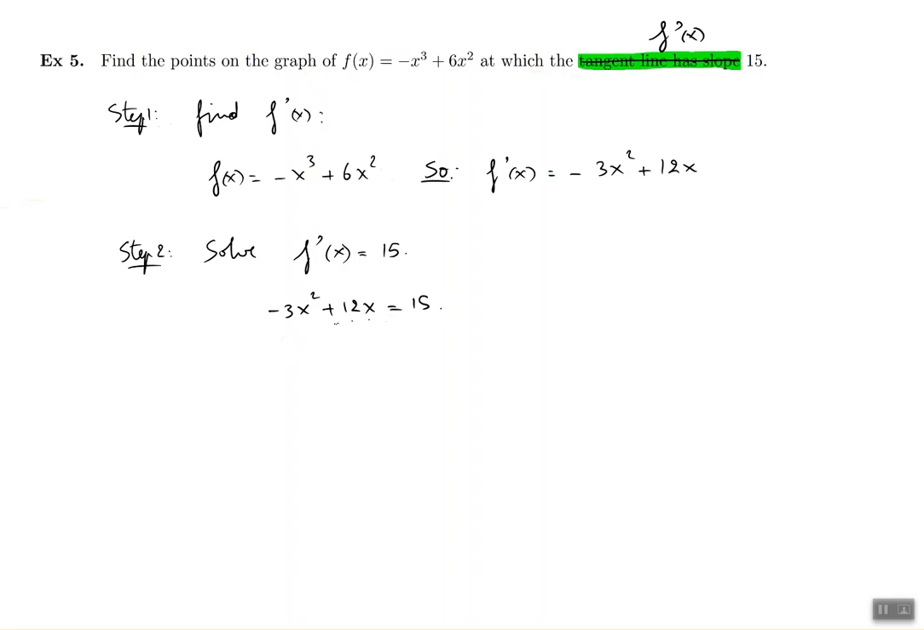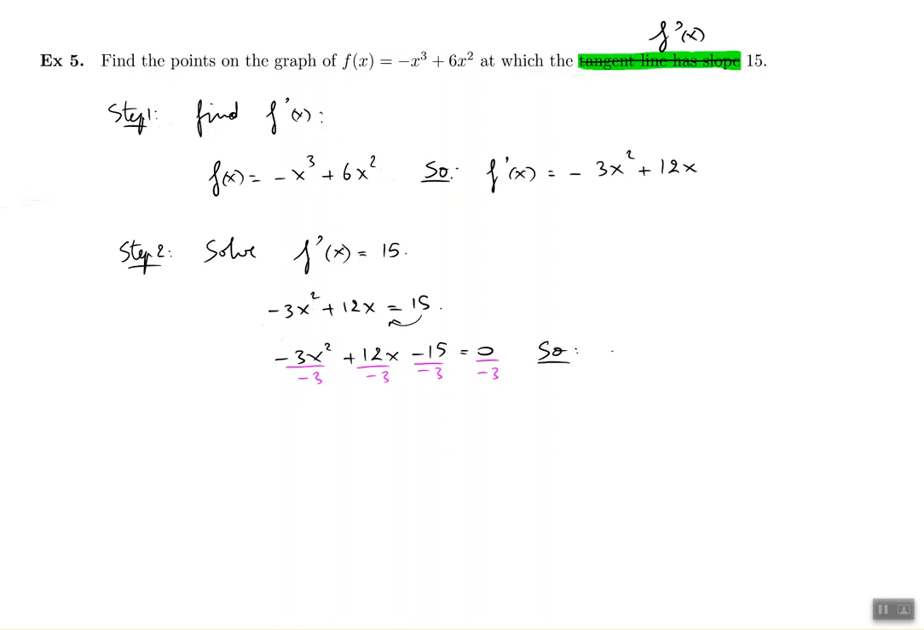To solve this, this is a quadratic. We have to put everyone on the same side. So I'm going to move them all to the same side with the negative 3x squared and the 12x. That means the 15 has to move across, and when I move the 15 across, it becomes negative 15. The 12x is already there, and now it's all equal to 0. To make life even simpler, I'm going to divide everyone by negative 3. That way the numbers become smaller and more manageable, and I don't have the minus sitting out in front. That makes the problem a little less complicated.